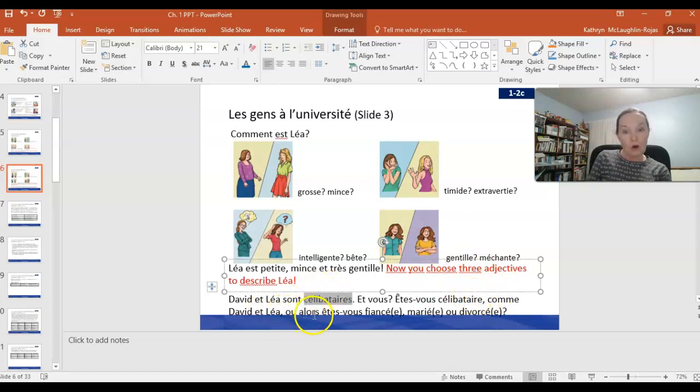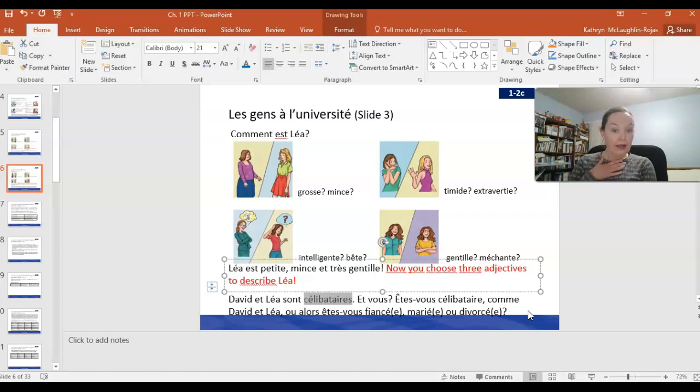Ou alors is kind of like or then or so. Êtes-vous fiancé, marié ou divorcé? Okay, so you can answer that question for yourself. So it's asking you, are you single like David and Léa? Or are you engaged, married, or divorced? And you can easily answer this question by saying je suis.